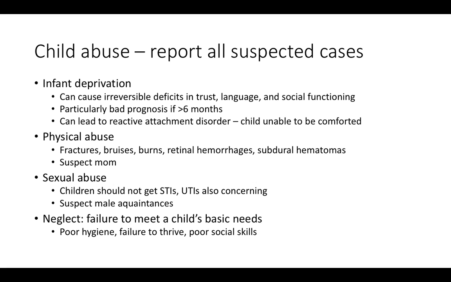can be irreversible damage. So in particular, babies that don't have affection in this critical time period can have issues with trust. They have language issues. They don't function socially correctly. And there's a particularly bad prognosis if this happens for greater than 6 months. And then in the most severe cases, it can lead to reactive attachment disorder. That means that a kid is not able to be comforted even by people that they should be trusting. They can't be consoled by that person.